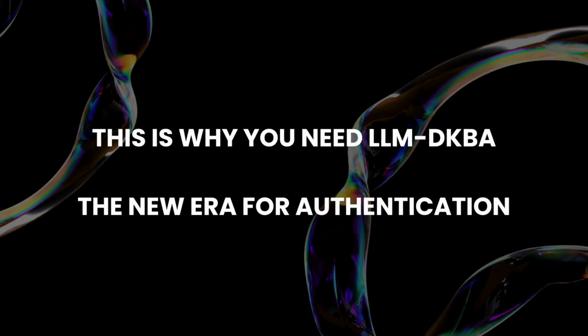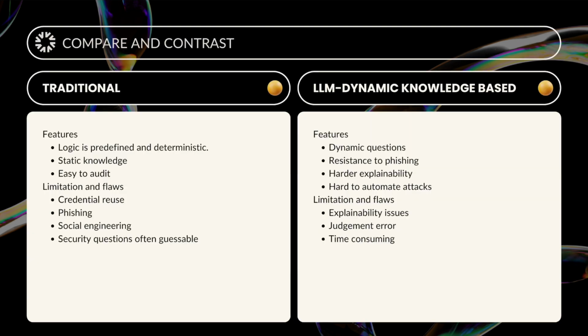This is why dynamic knowledge-based authentication, powered by large language models, represents the next era of authentication. The main difference between traditional authentication systems and DKBA authentication systems is that traditional systems are usually deterministic, static, and easy to audit. However, they have clear flaws such as being vulnerable to phishing attacks, social engineering, and credential reuse. On the other hand, DKBA authentication systems use dynamic questions, are more resistant to phishing attacks, and are much harder to automate, which makes larger scale attacks difficult to succeed.